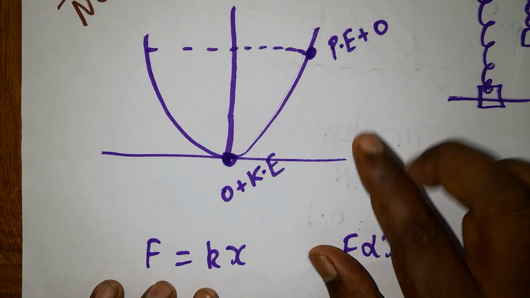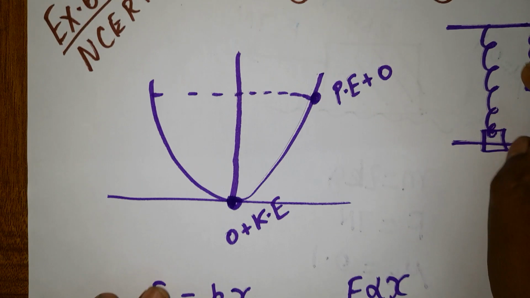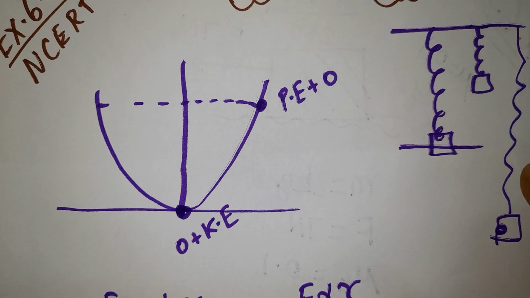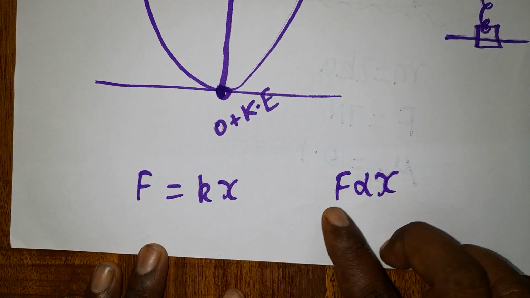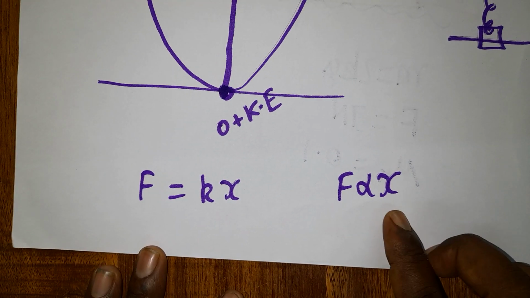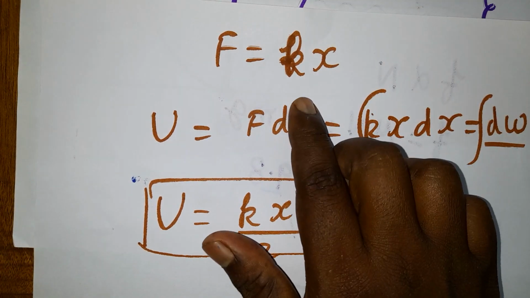So the potential energy is going to be half kx square. They asked what is the maximum compression or maximum expansion that can be done by using this spring. Force is directly proportional to displacement. When we remove the proportionality, we get the spring constant.